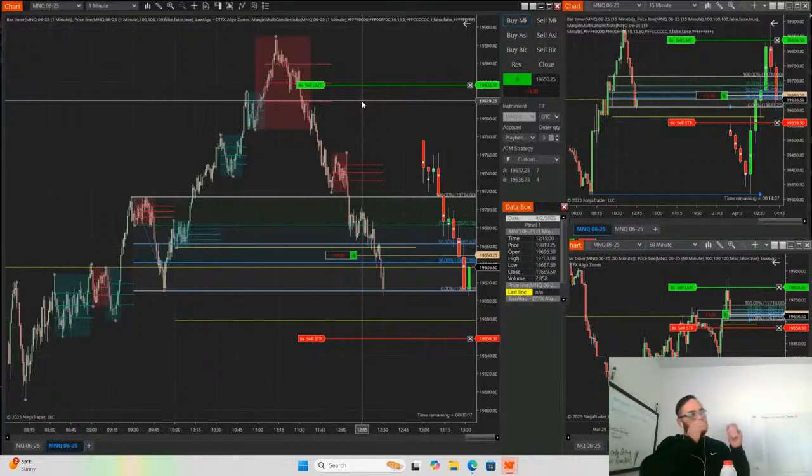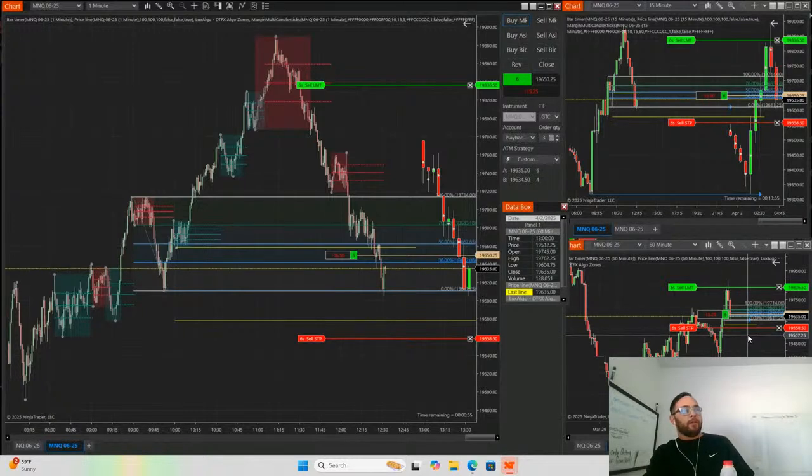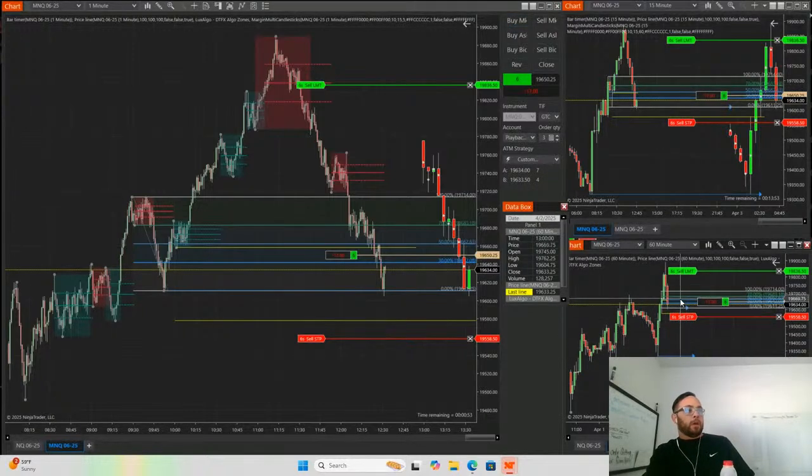Now, the hourly. So if it's a 15-minute, we have this 15 and another 15. We have an hourly close. We are bearish. So is this a counter trend? Yes, on the hourly. But this candle, I think it might want to save it.